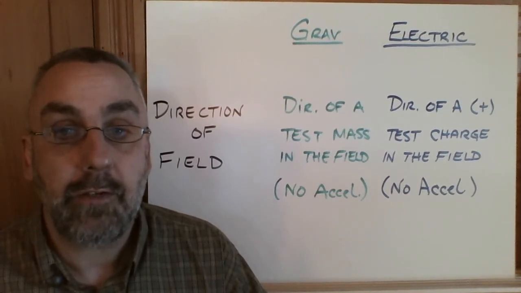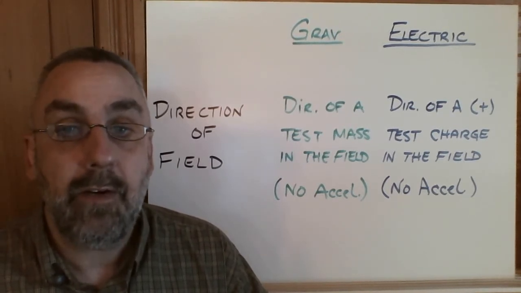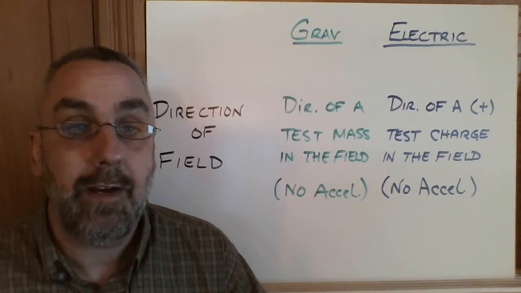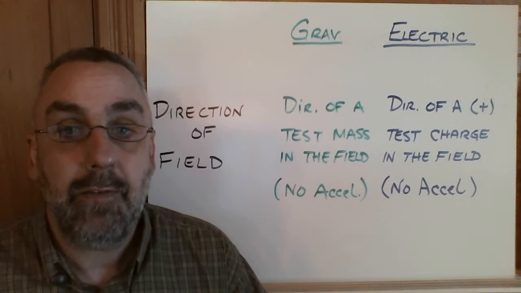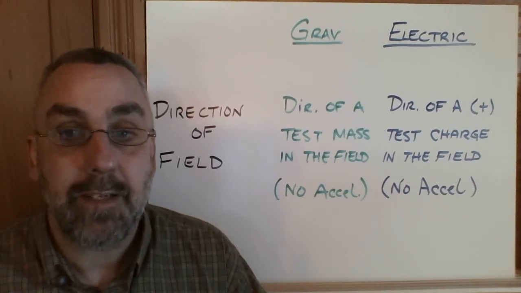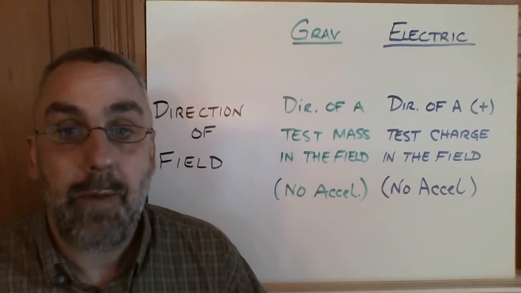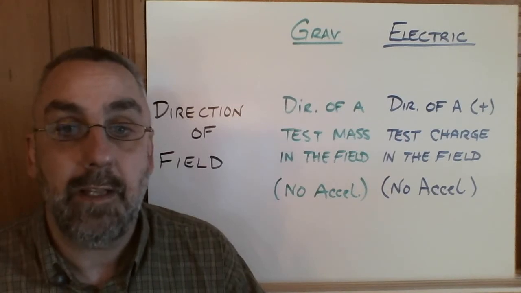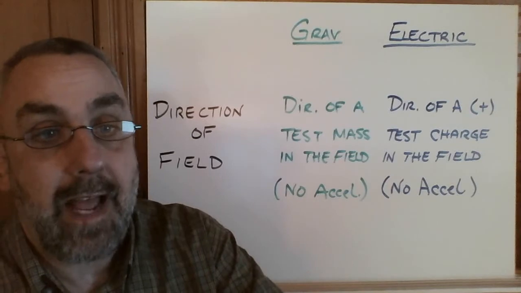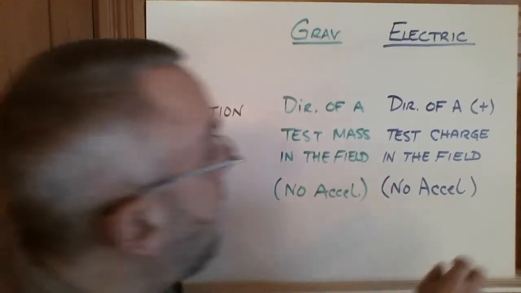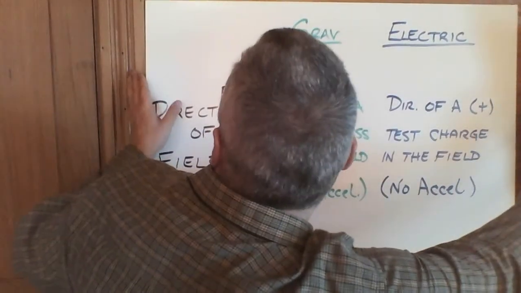At those points. For the electric field, we do the same thing. The only difference is for electricity, there are two types of charge. Of course, there's only one type of mass. So we had to make a definition. It was decided that we were going to use positive test charges. So the direction of a positive test charge, once again, we just release it in the field. We allow it to move slowly without acceleration, and that will trace out an electric field line and define the direction of the field.